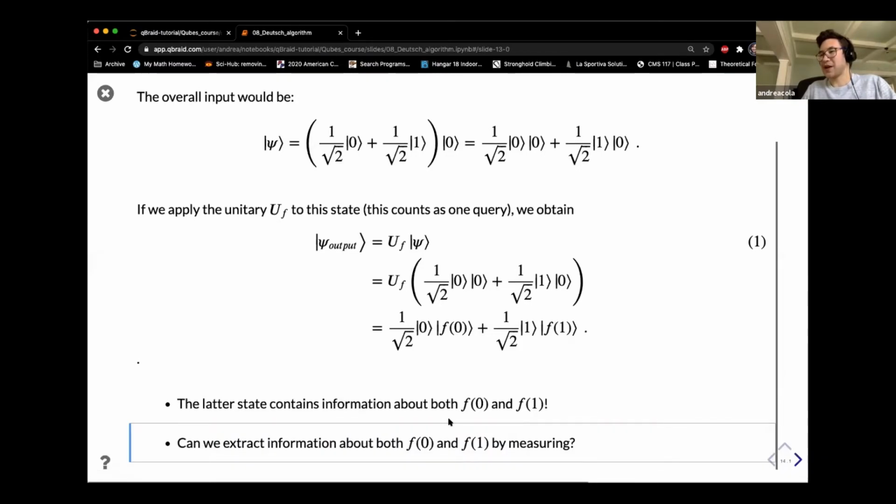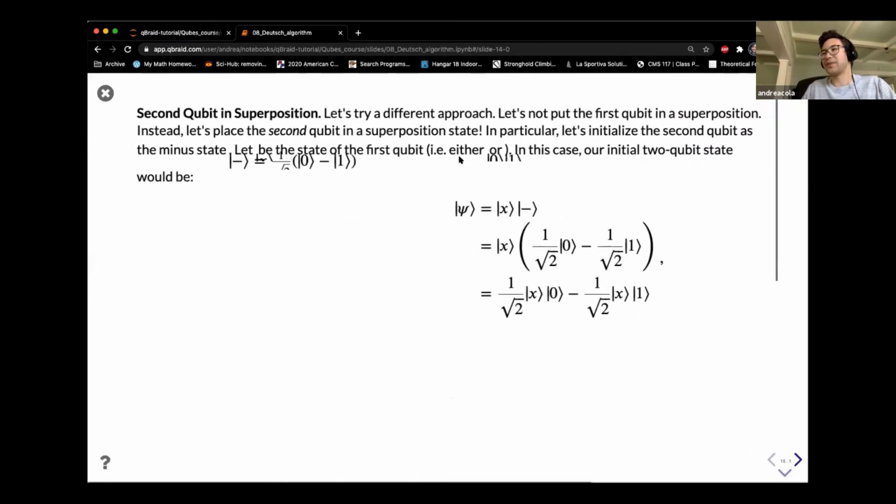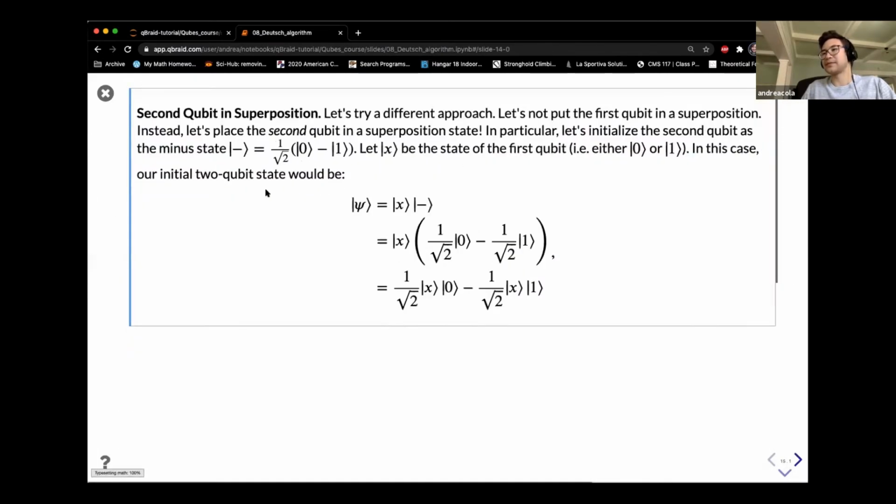This is the question I asked, whether we can extract information about f of 0 and f of 1 by measuring simultaneously. No, we can't get information about both. So let's try a different approach, which Lorraine was suggesting. Let's not put the first qubit in a superposition. Instead, let's place the second qubit in a superposition state.